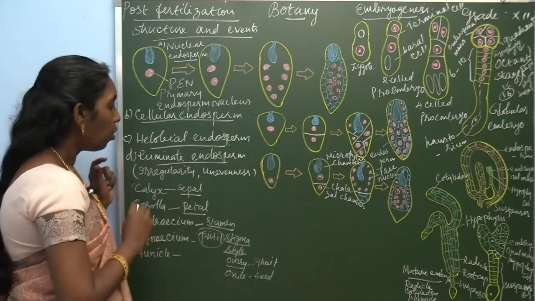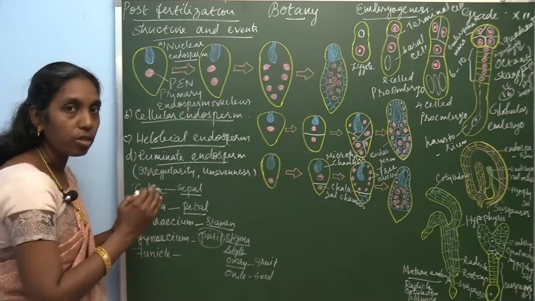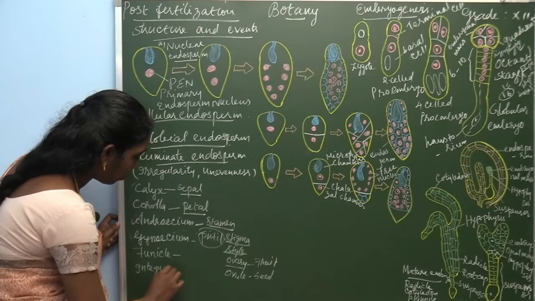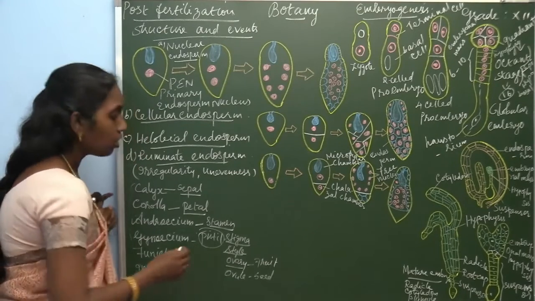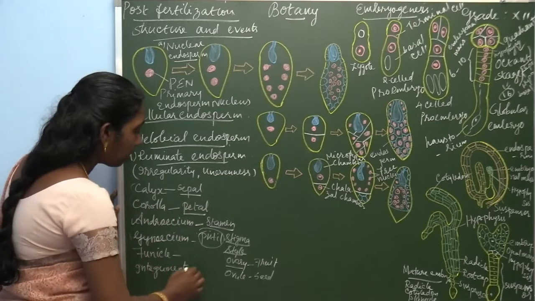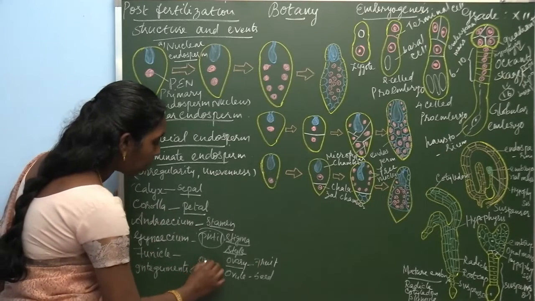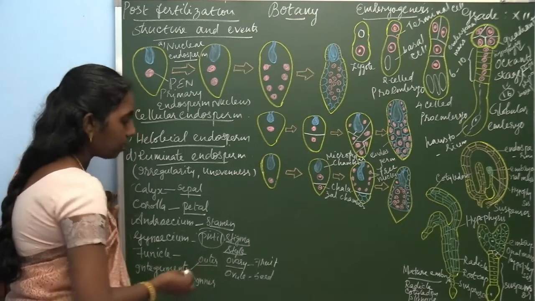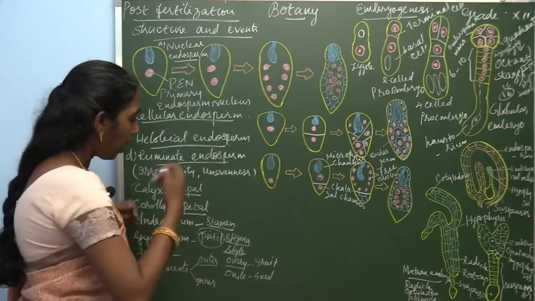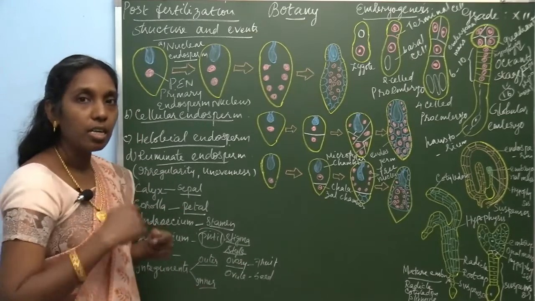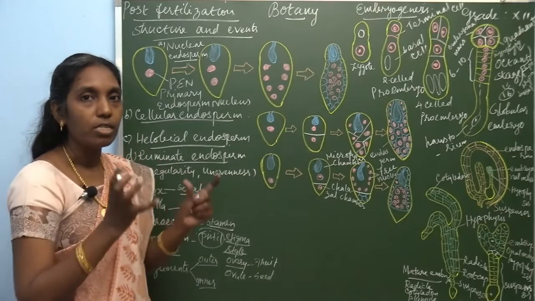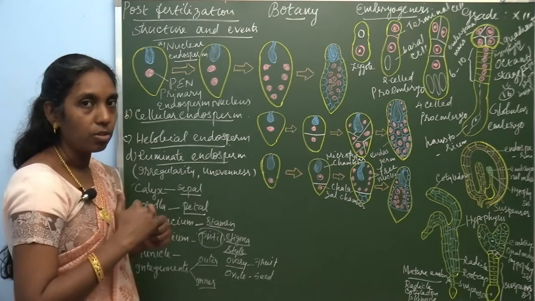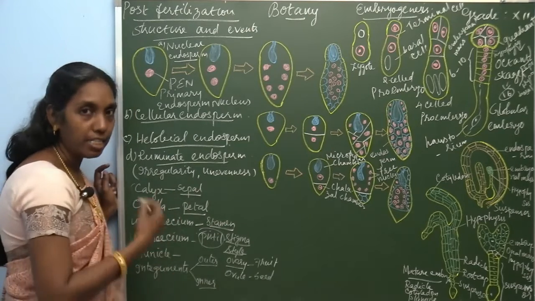The ovule is surrounded by outer and inner integuments. These integuments become the seed coat. The outer integument becomes the outer seed coat and the inner integument becomes the inner seed coat. You know the seed is covered by 2 different types of coats, outer seed coat and inner seed coat, which are derived from the integuments.